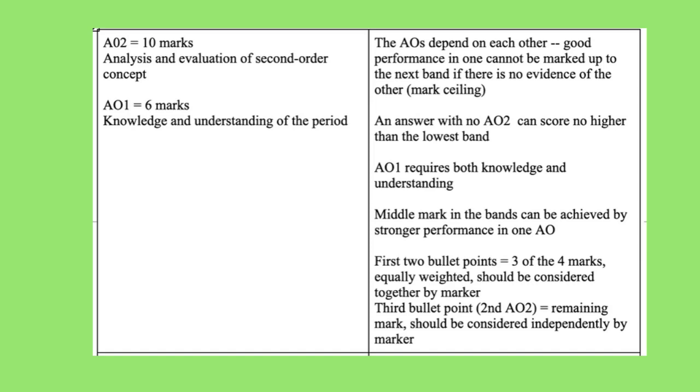16 marks. Here is the mark scheme for this question. You can find out more about this on our overview video. 10 marks are awarded for AO2, which is your analysis and evaluation of the second order historical concept. You need to identify what this is in this particular question. So for this question, we're dealing with significance.